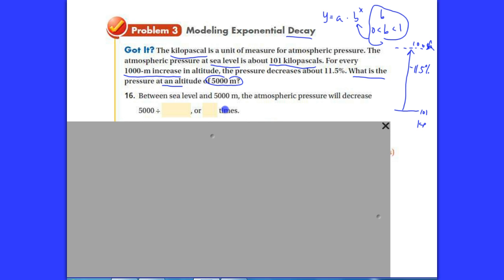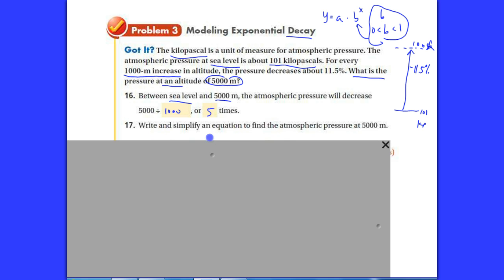So let's again talk through the blanks here, see if we can really understand what's happening in this problem. It says if you go between sea level and 5,000 meters, the atmospheric pressure will decrease 5,000 divided by 1,000, because it's going down 1,000 meters each time, or in other words, it goes down 5 times. Okay, so it decreases 5 times compared to where we started. So it says, write and simplify an equation to find the atmospheric pressure at 5,000 meters.